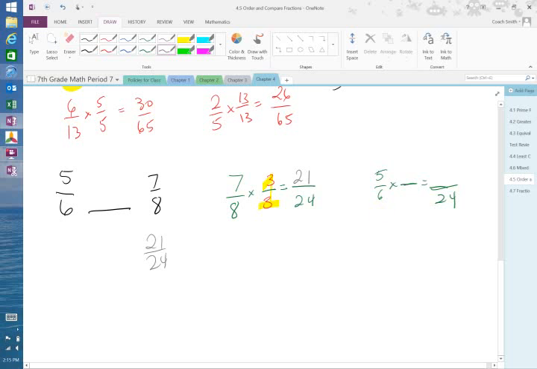Now, what did I do to 6 to make it 24? Multiplied by 4, so the same thing has to be done on the top. Once again, this must equal 1. What is 4 times 5? 20. So this one is 20 over 24. Which is larger, 20 over 24 or 21 over 24? 21 over 24. So that means we have the less than in the blank.